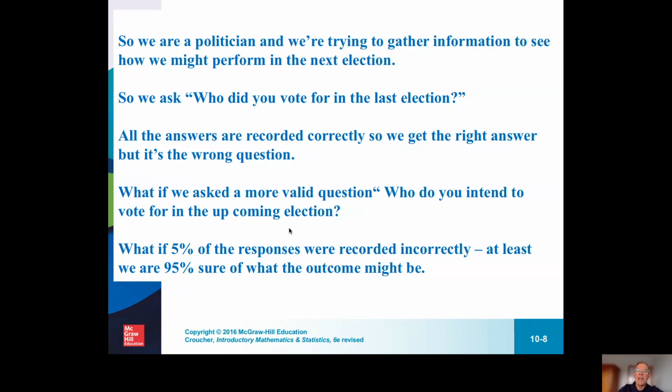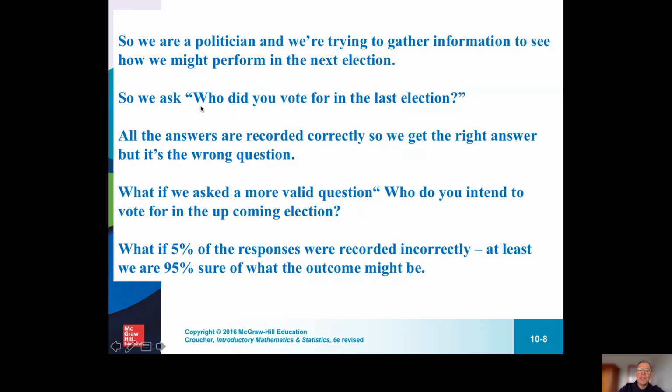Well, if you think about it, once you get an example like this, let's walk through an example, and then it'll be very clear as to what the right answer is. Imagine you're a politician trying to work out what your chances are of winning the next election. And so you go to the people, and your question is, who did you vote for in the last election? You collect all the data perfectly, it's recorded correctly, but unfortunately, it's the wrong question. Your question needs to be, who are you planning to vote for in the next election? So that's the valid question.